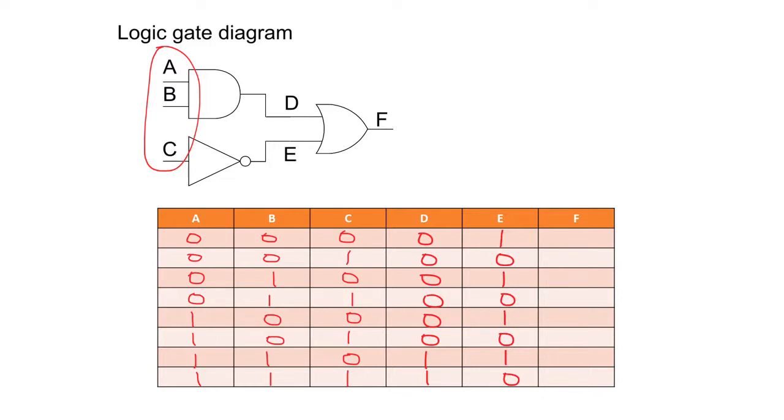F is the OR of D and E. So we go through each row, and wherever either is 1, the output is 1. So now that we've completed the truth table, we can see for any given set of three inputs what the output will be. So for example, if we've got 1, 0, 0 as our input, we're going to have 1 as our output.